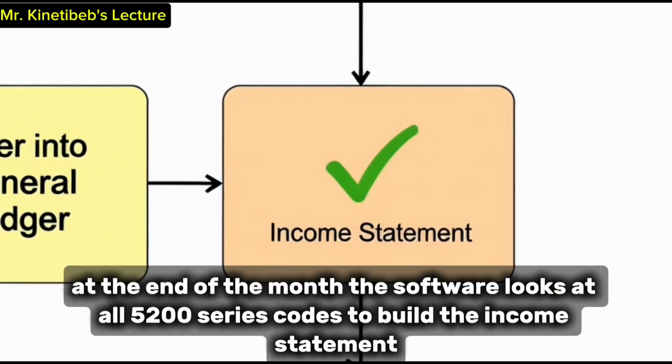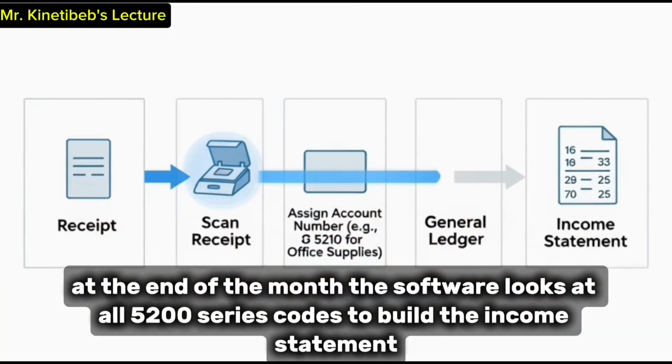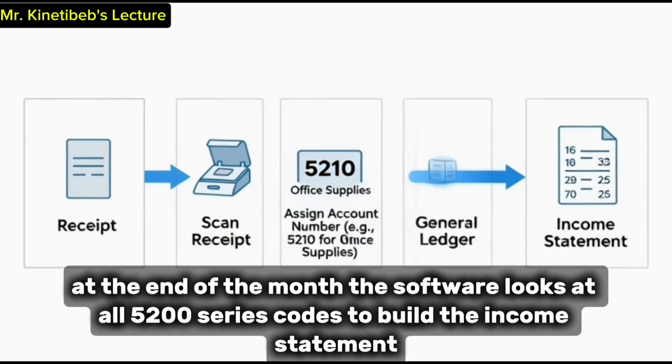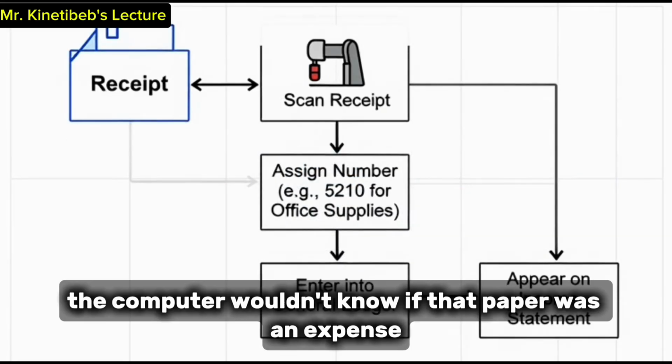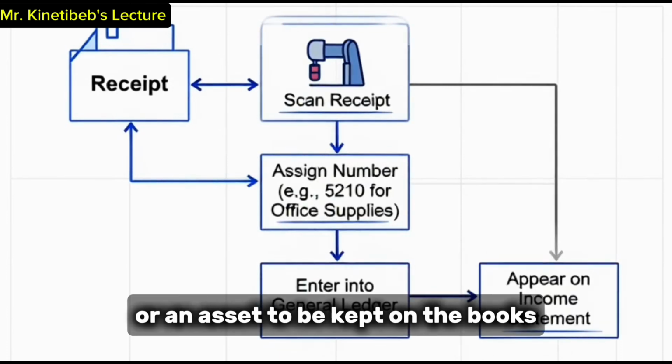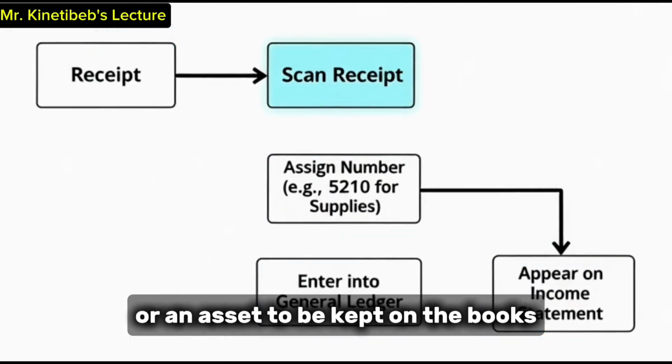At the end of the month, the software looks at all 5200 series codes to build the income statement. Without that code, the computer wouldn't know if that paper was an expense to be deducted from profit or an asset to be kept on the books.